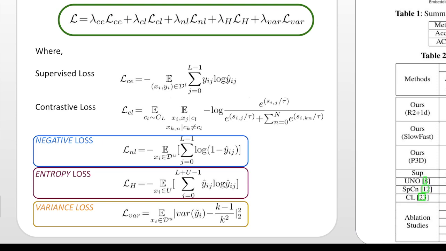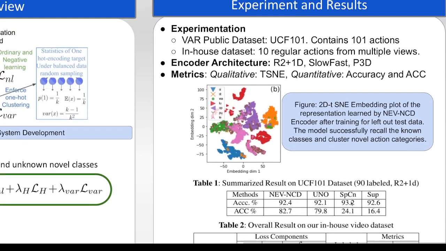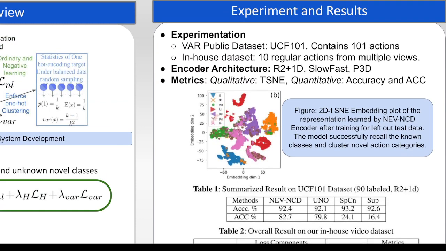We have performed extensive experiments with two video action recognition datasets, UCF 101 and the in-house MPSC RL multi-view dataset, with three different architectures. We observe NEV-NCD approaches outperform previous NCD approaches and supervised benchmark in both datasets. We evaluated our performance using appropriate quantitative and qualitative metrics. For qualitative analysis, we demonstrate TSNE embedding, and standard accuracy and average clustering accuracy. Our model outperforms the previous approaches. We also observed that our NEV-NCD is optimized by utilizing all the losses simultaneously.